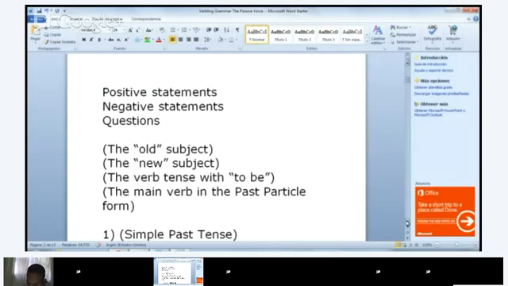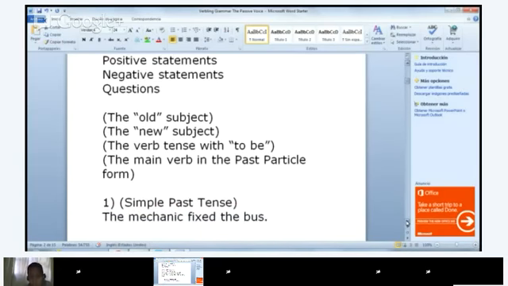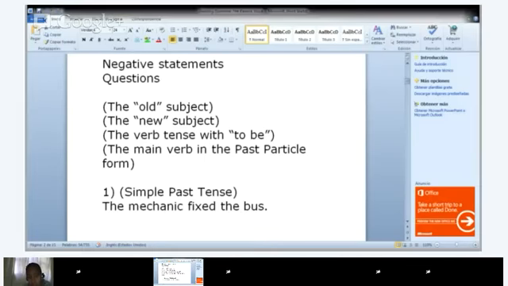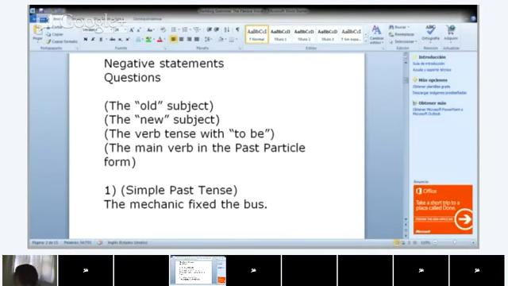So let's get started with this first expression. This sentence is simple past tense, and it's in the active voice. The mechanic fixed the bus. First of all, could I get all of you to please type into the Verbling chat box the negative form of this sentence and how to express this sentence as a question.